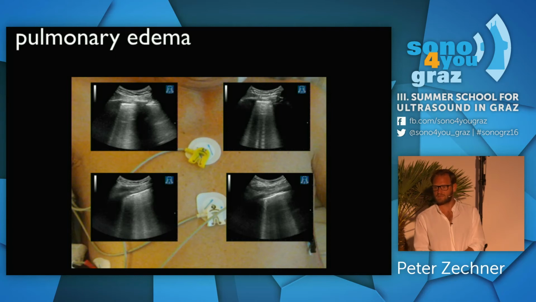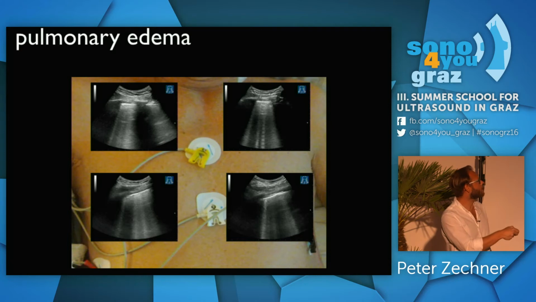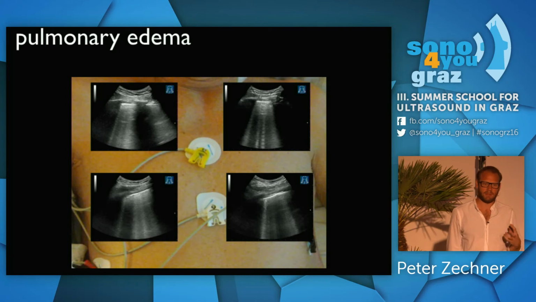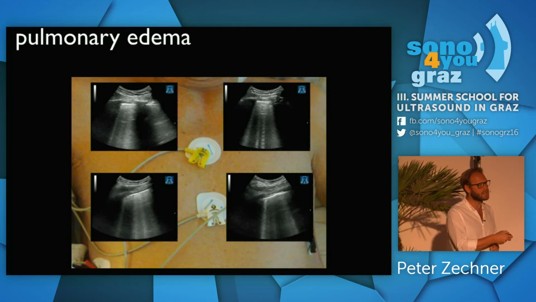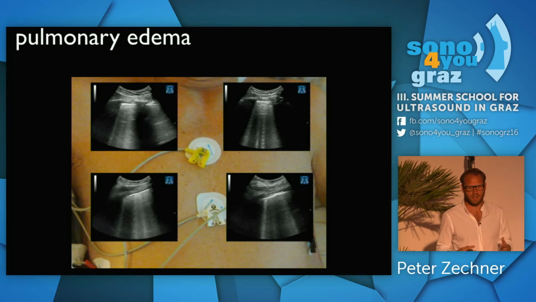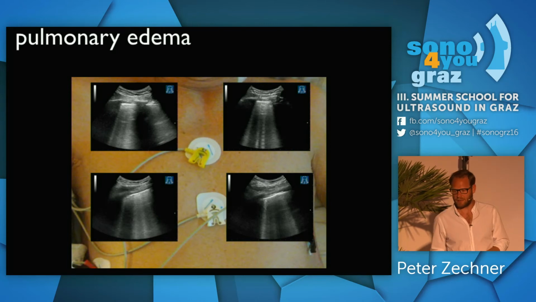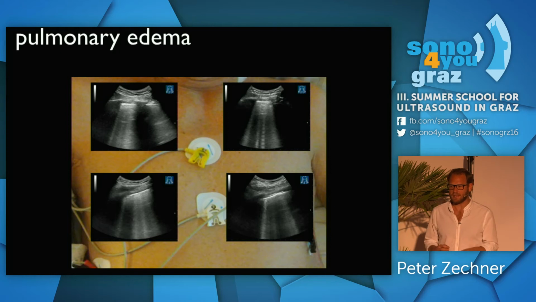Why is that? What do we see? Everywhere more, 1, 2, 3, 4. It's not a moving picture, so it's sometimes pretty difficult to count the number of B-lines, but we can see that there are a lot of B-lines, so this patient would be in pulmonary edema. And it's very, very easy.